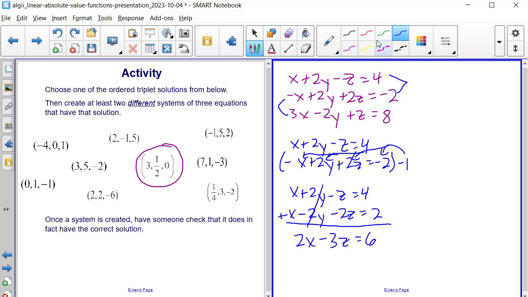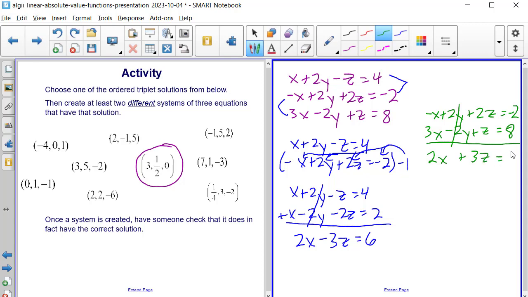Okay. Now we're going to take the bottom 2 equations, and you actually don't have to multiply them by anything. The 2 y's cancel out automatically. So I'm just going to rewrite them. And that will be negative x plus 2y plus 2z is equal to negative 2. And then we have 3x minus 2y plus z is equal to 8. And then we'll have 2x plus 3z is equal to 6.